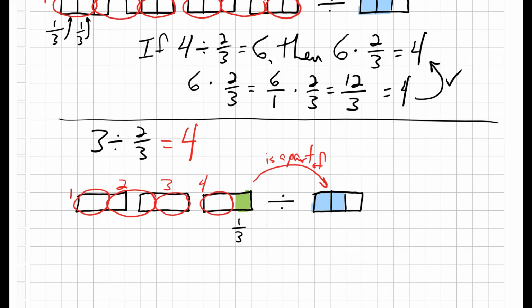Well, this is my 2/3 right here, my 2 blue blocks. I want to subtract out one of them. What part of these 2 blue blocks is this 1 block? Well, 1 part out of 2 is 1/2. So to subtract this last part out, I'm going to subtract out 1/2 of my divisor. So my final answer is 3 divided by 2/3 equals 4 and 1/2.